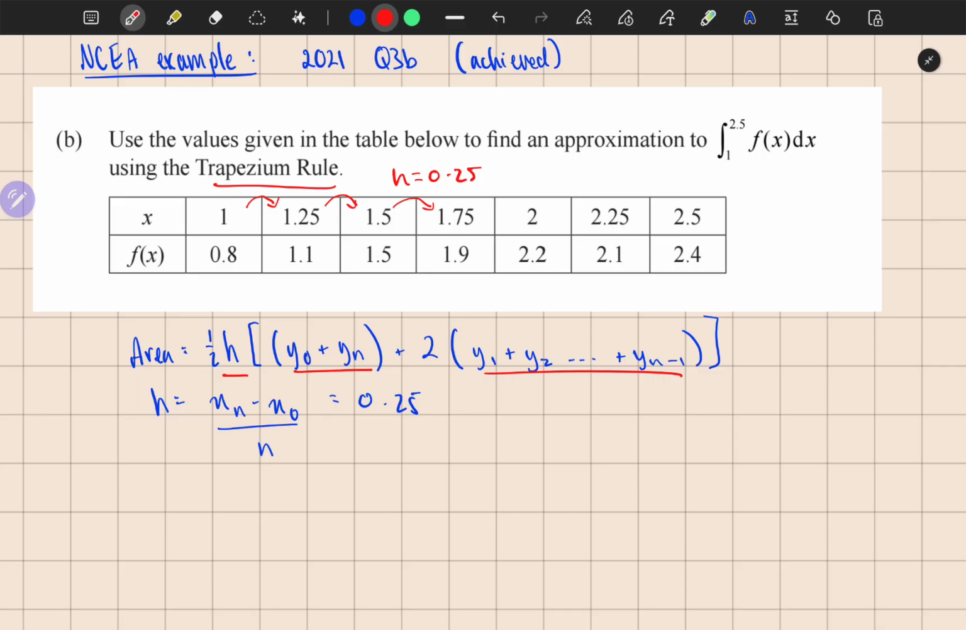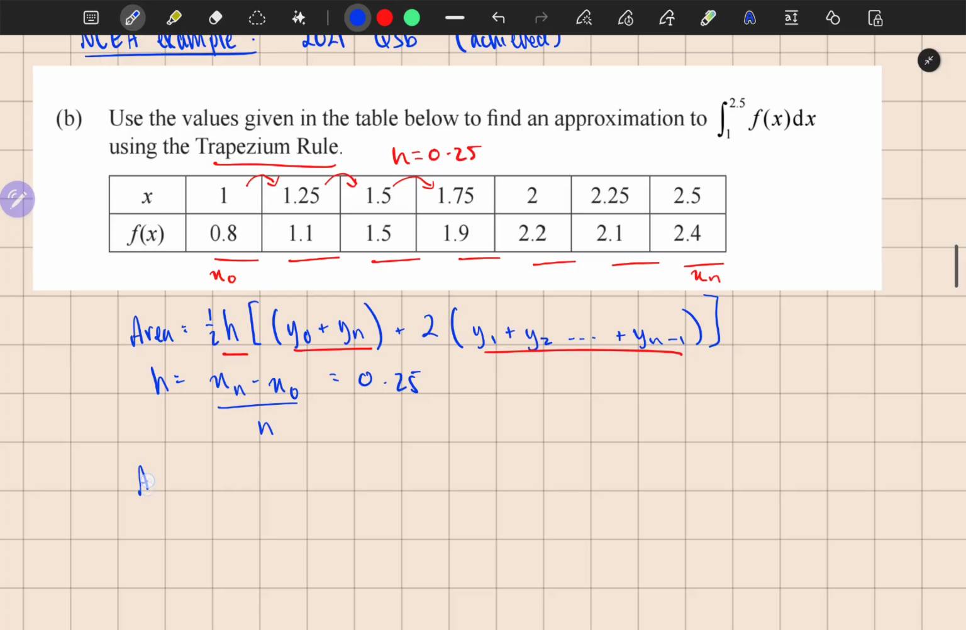And then they've also given you all of the y values associated with the x values. So remember that the start is x of 0 and the end is x of n. So the area is given by 1/2 times the regular interval distance, which is 0.25, multiplied by the initial y value, or f value, which is 0.8, plus the last y value, which is 2.4, plus 2 times all of the intermediate y values, or everything in between.